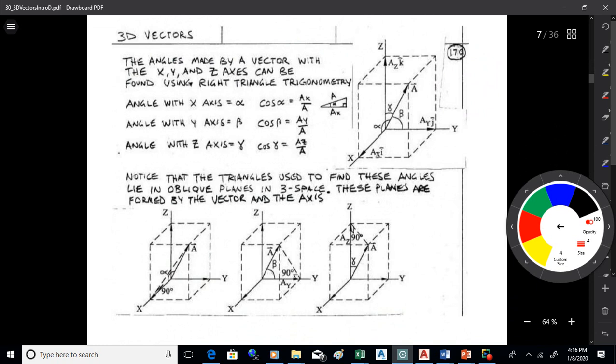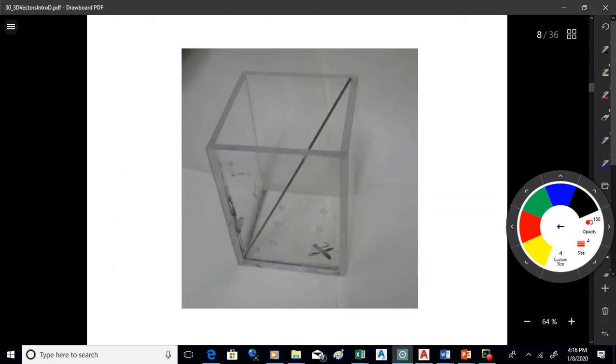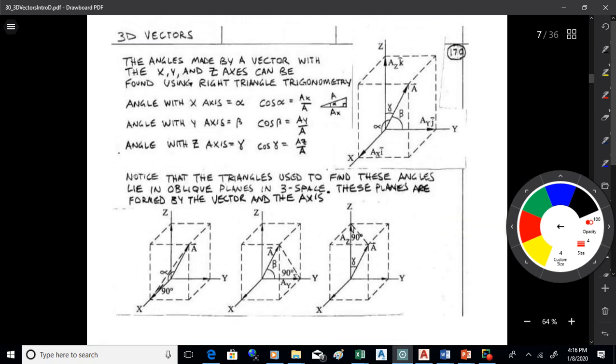All right, now let's look at the relationship here between the components and the total vector and the angles that the vector makes with the x, y, and z axes. Okay, let's have a look at that. And this gets a little bit tricky to draw. So what I'm going to do is take the one that I can see the most readily and show you what's going on with that.